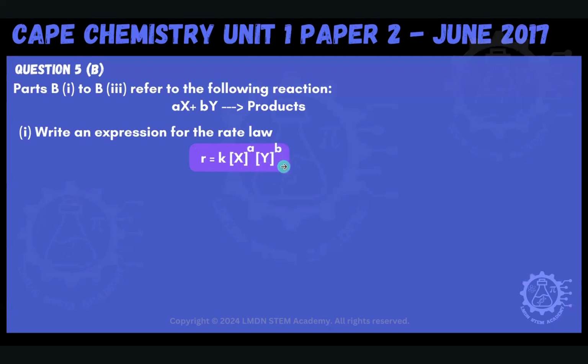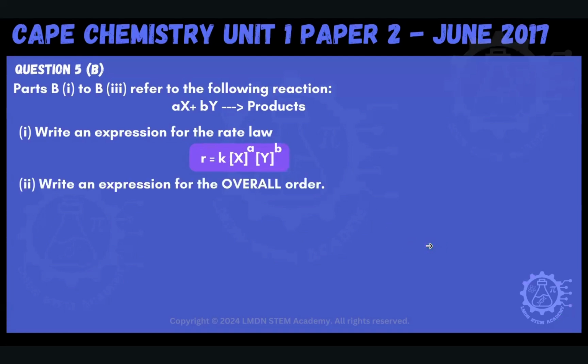But we know that we would have to determine a and b experimentally. We generally can't just use the stoichiometry or the mole ratios to figure out the order. We would have to find the values of a and b experimentally. So this is our rate law, and we've also captured the orders there. And of course we have our rate constant k there as well in the rate law.